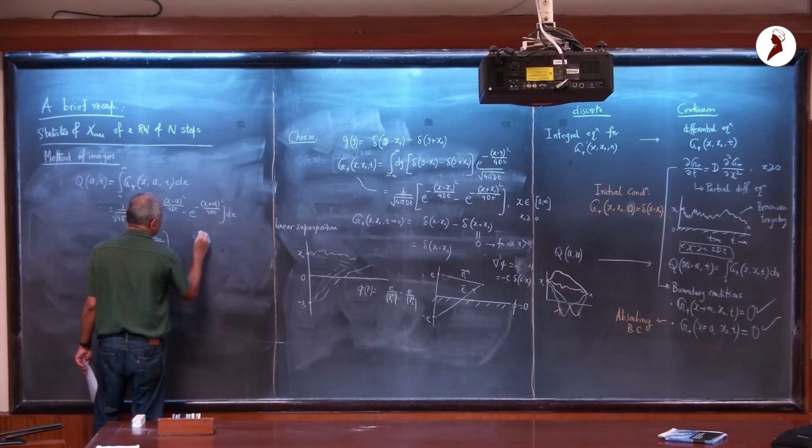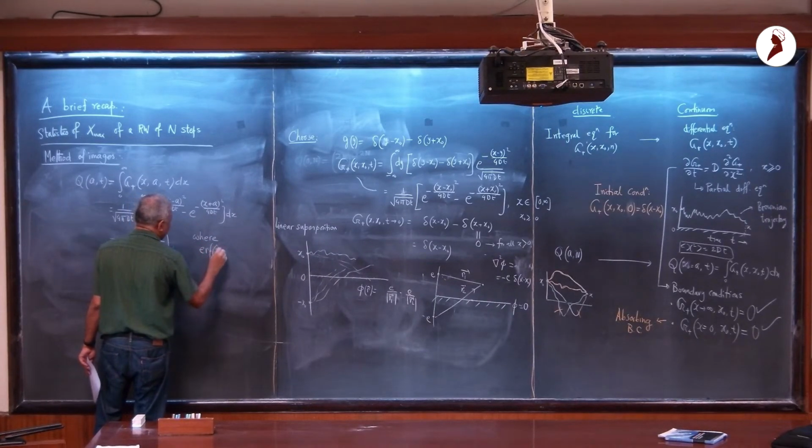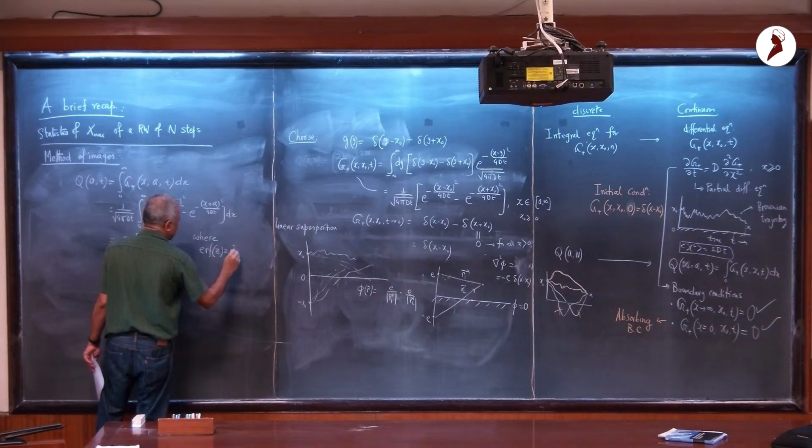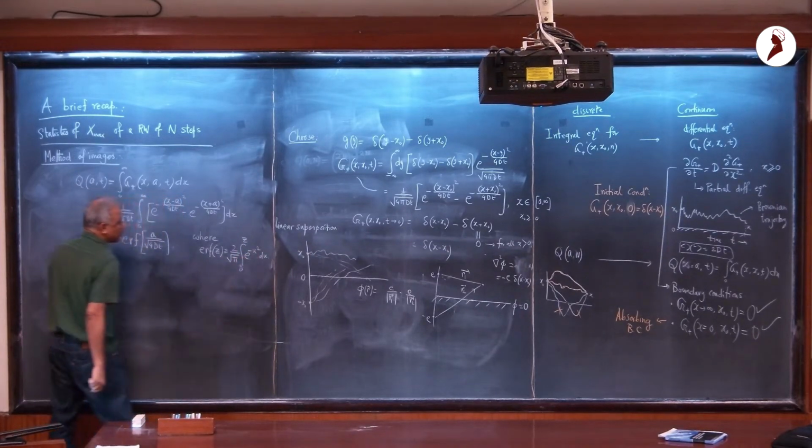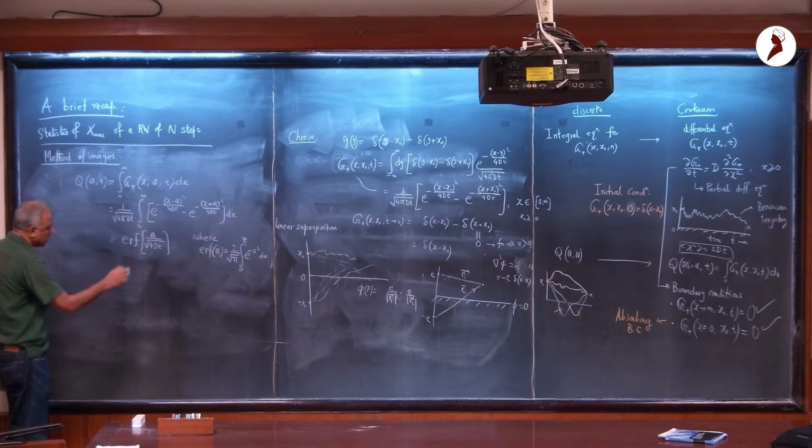where error function in my convention is defined like this. It's just the integral of a Gaussian with variance half. This is just a definition.